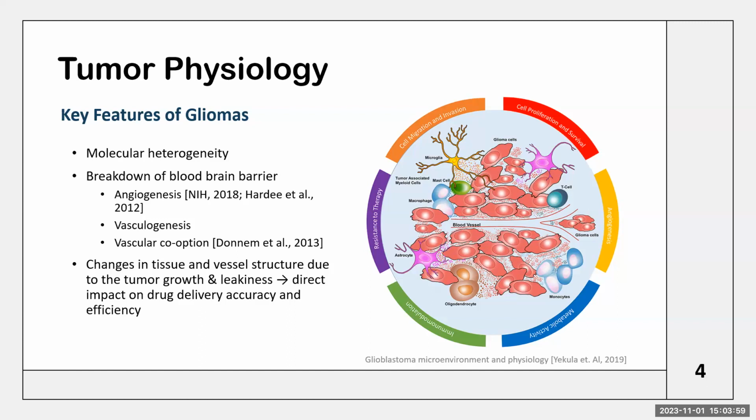The breakdown of the blood-brain barrier is a key feature here. Healthy brain tissue has a very selective semi-permeable membrane that restricts the transport of many molecules into the brain, but the vessels in these cancer tissues are very imperfect and often have holes in them, which causes fluid to leak from the vessels. That fluid leakage, along with tumor growth, can lead to great changes in the mechanical environment of the tumor and the surrounding brain tissue.